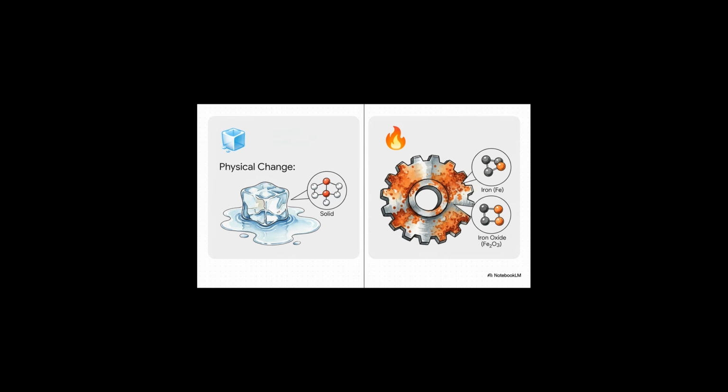Now, what happens when this stuff changes? This is a huge one you've got to nail down. A physical change is like changing an outfit. When ice melts, it's still H2O, it just looks different. But a chemical change? Whoa, that's a total identity switch. When iron rusts, it becomes a completely new substance, iron oxide. So the question you've always got to ask is, did the stuff fundamentally become something else?